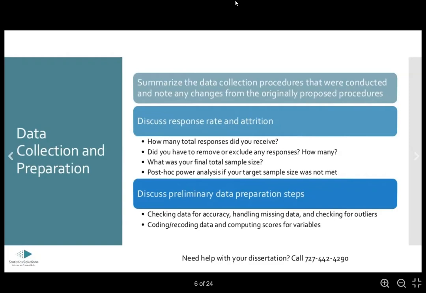Next, you'll want to talk about your response rate and your attrition. So thinking about how many total responses did you receive on your instruments? If you distributed a survey, how many people responded to that survey? And then with the sample that you've collected, were there any people that you had to remove from the sample? And what were the reasons that you did that?